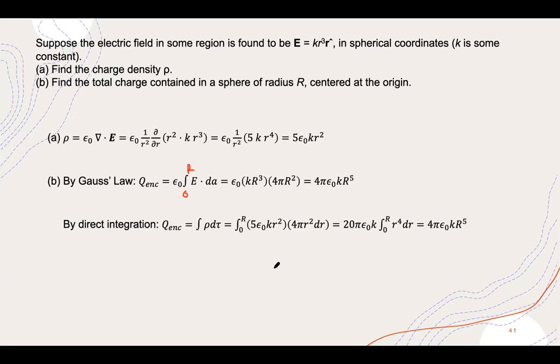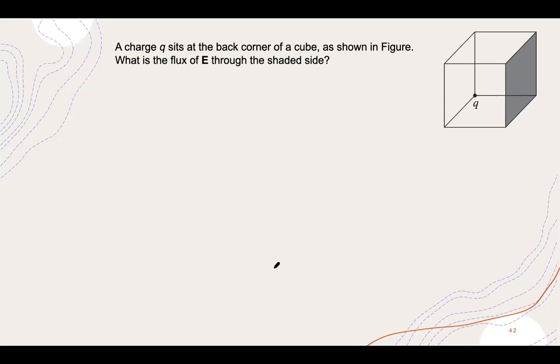Okay, so let's suppose now another problem. Let's read it. It says a charge Q sits at the back corner of a cube as shown in the figure. So what is the flux of E through the shaded area? How can we approach this problem? Namika, if you have, can we use Gauss law here?